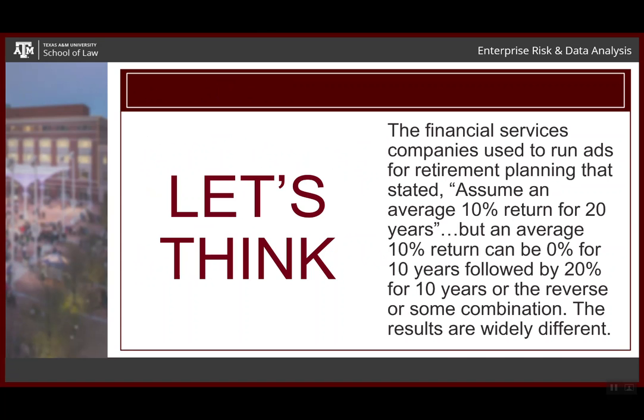The best example of how to use this, or to make this relevant to you, is in the financial services. You don't see these ads that much anymore, but there used to be an ad. If you put so much away in your 401k or your retirement plan and you assume an average 10% return for 20 years, which frankly in this day and age would be a great assumption. But that average 10% could be 0% for 10 years, followed by 20%, which is going to be a lot less money than if you got 20% the first 10 years, followed by 0%. Or 8% for so many years and then 12% or whatever to come up with that average. The results are wildly different.